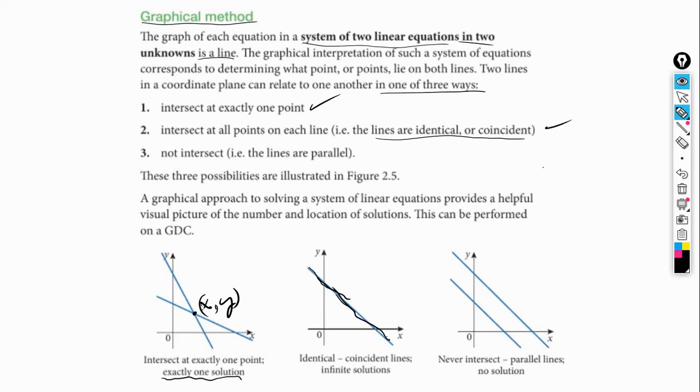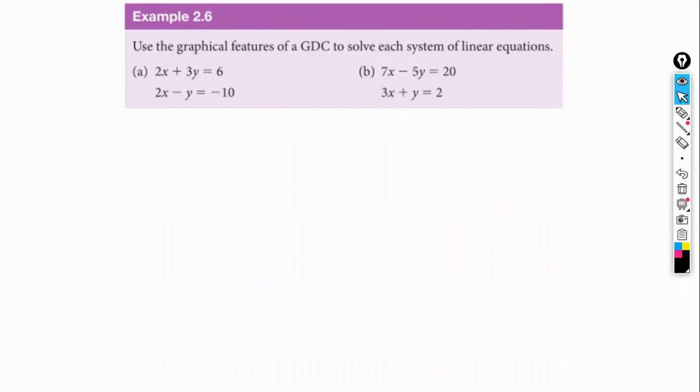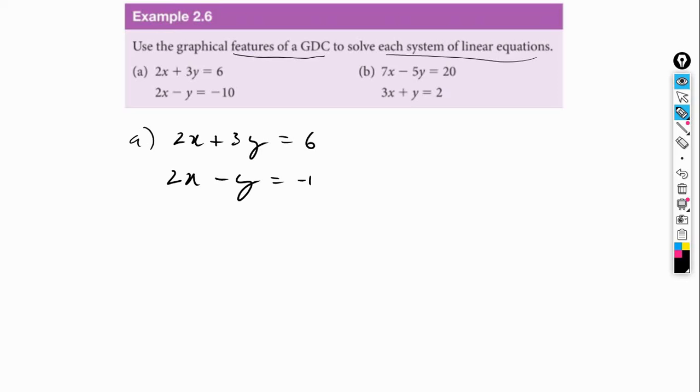And then finally, when they do not intersect, and that occurs when the lines are parallel. Remember that 2 lines that are parallel on a plane will never intersect. That's this case here where you have 2 lines that have the same gradient and therefore never intersect. This would have no solution. So in example 2.6, they ask us to use graphical features of a GDC to solve each system of linear equations. So for A, we have 2x plus 3y is equal to 6, and 2x minus y is equal to -10.